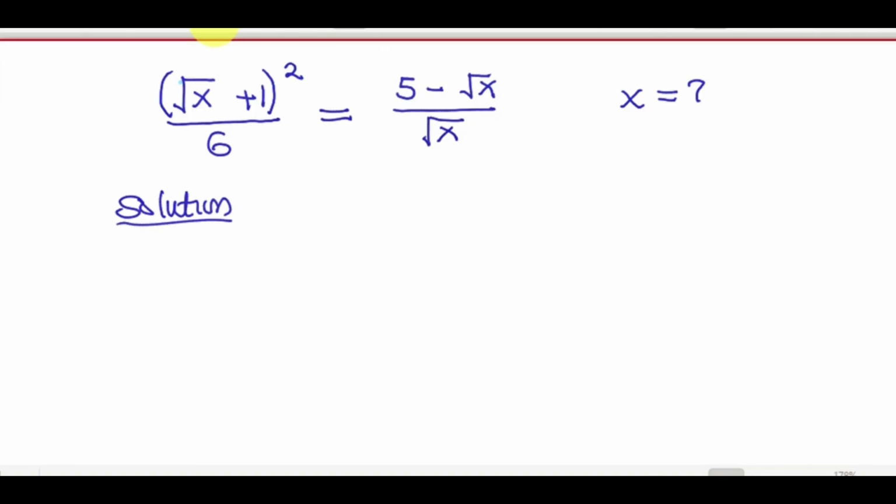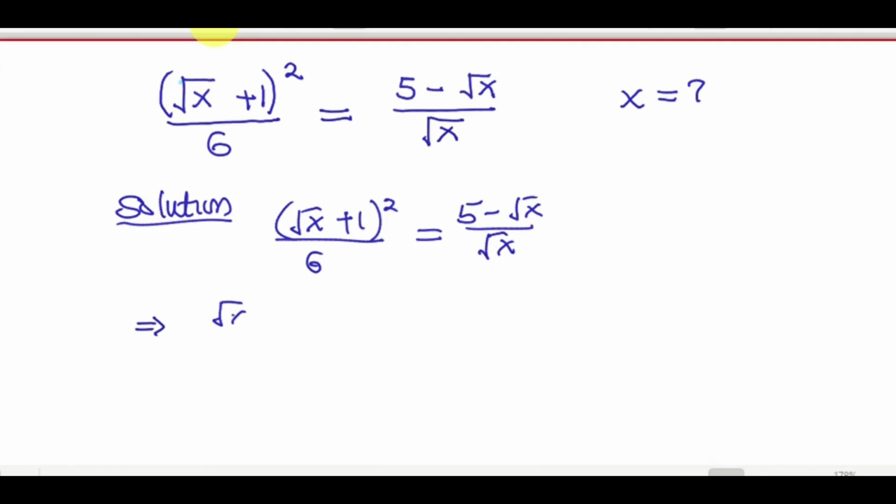Alright, we are going to write this equation. We have square root of x plus 1 squared over 6 equals 5 minus square root of x over square root of x. So now let's see what we're going to do here. We can write this one as this: square root of x plus 1 squared over 6.